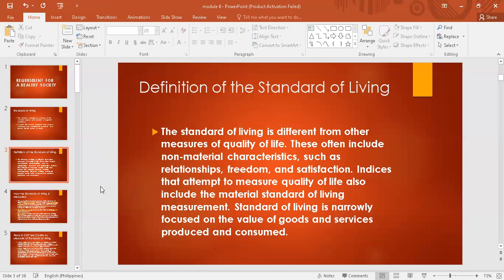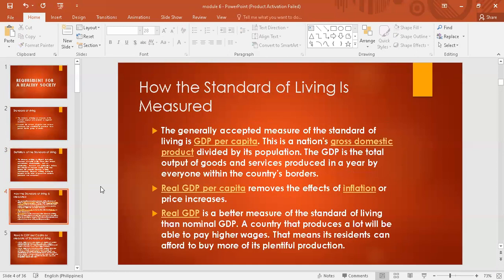Okay? Now, para mas maintindihan po natin, let's make it clear here in the next definition. This is how standard of living is being measured. Okay? Paano sinusukat ang standard of living? Generally po, ang measurement ng standard of living sa isang nation ay yung tinatawag niyang GDP or Gross Domestic Product.